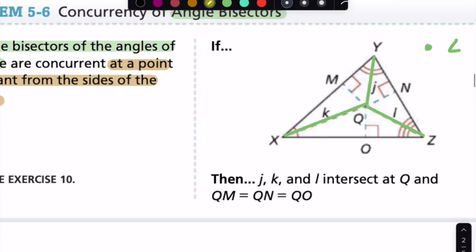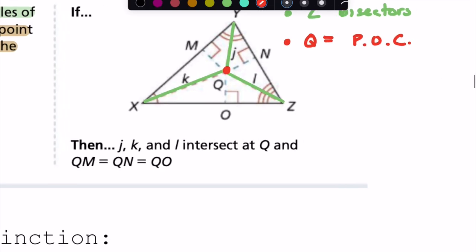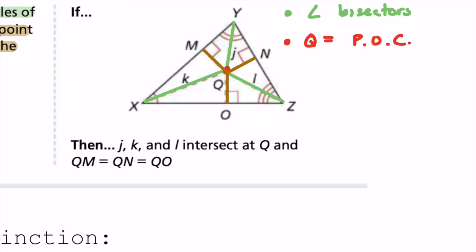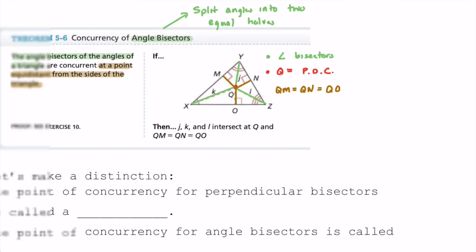And this theorem is saying they are concurrent at a point. So here our point of concurrency is Q. Q is the point of concurrency at a point that is equidistant from the sides of a triangle. Or in other words, QM is equal to QN is equal to QO. So for perpendicular bisectors, the point of concurrency is equidistant from the vertices, whereas for angle bisectors, the point of concurrency is equidistant from the sides.